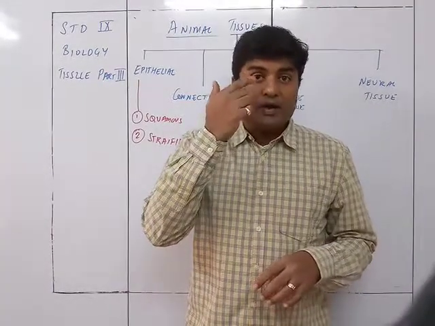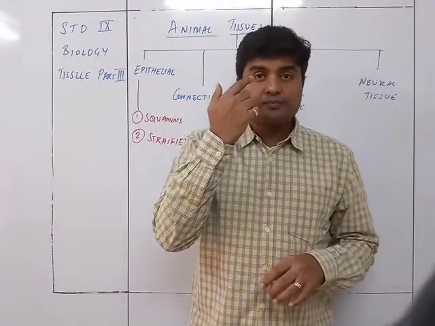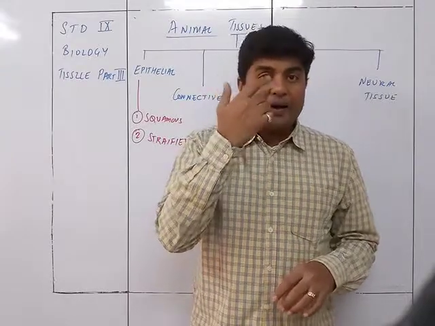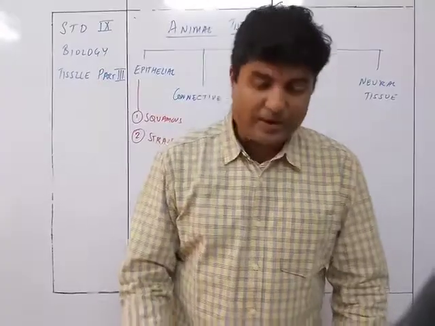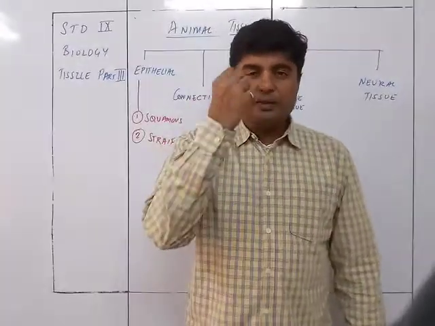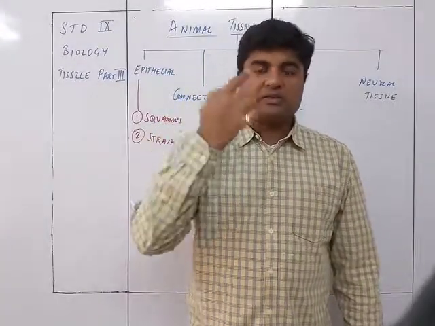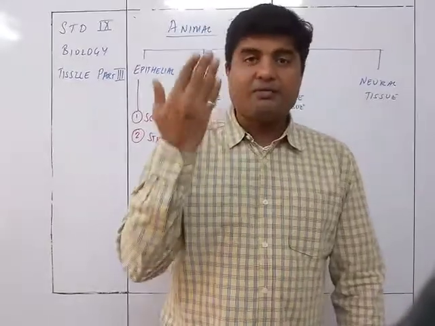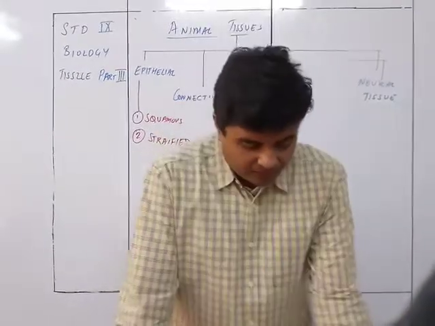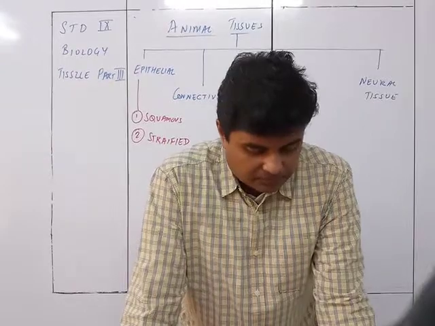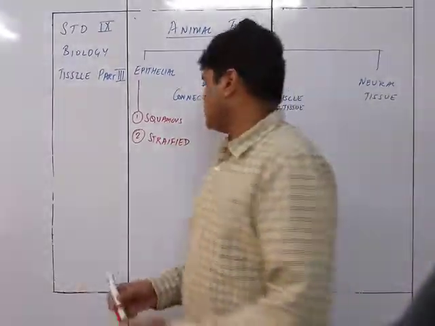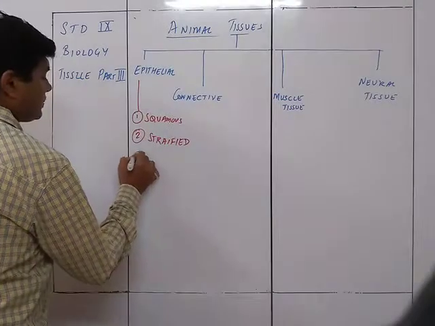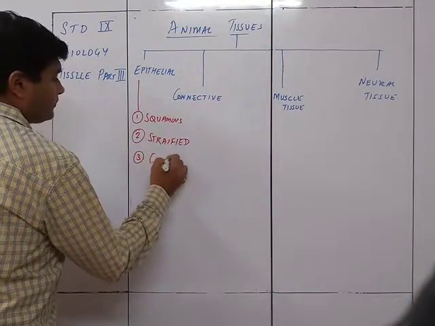The cornea is the outer part of our eye, which is the protective layer. So that's the cornea, which is stratified. The next one is cuboidal epithelium. The next thing over here is cuboidal.